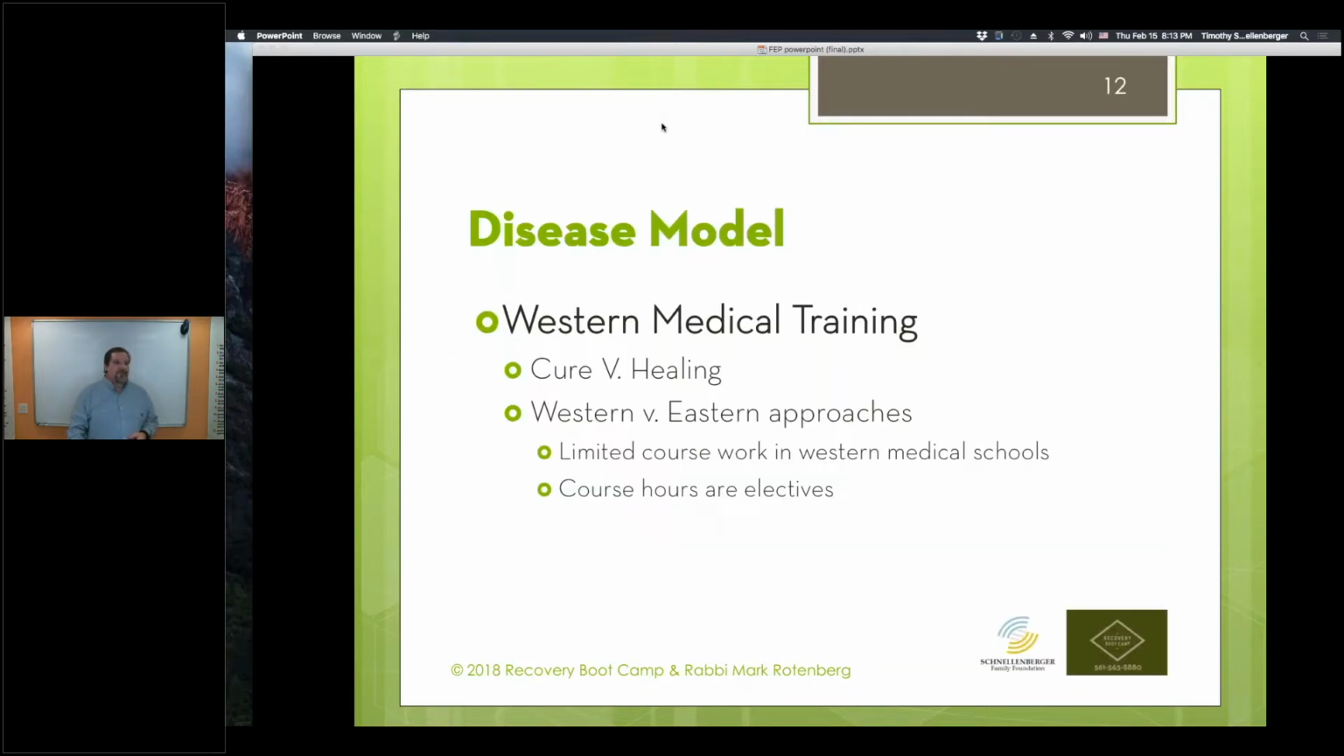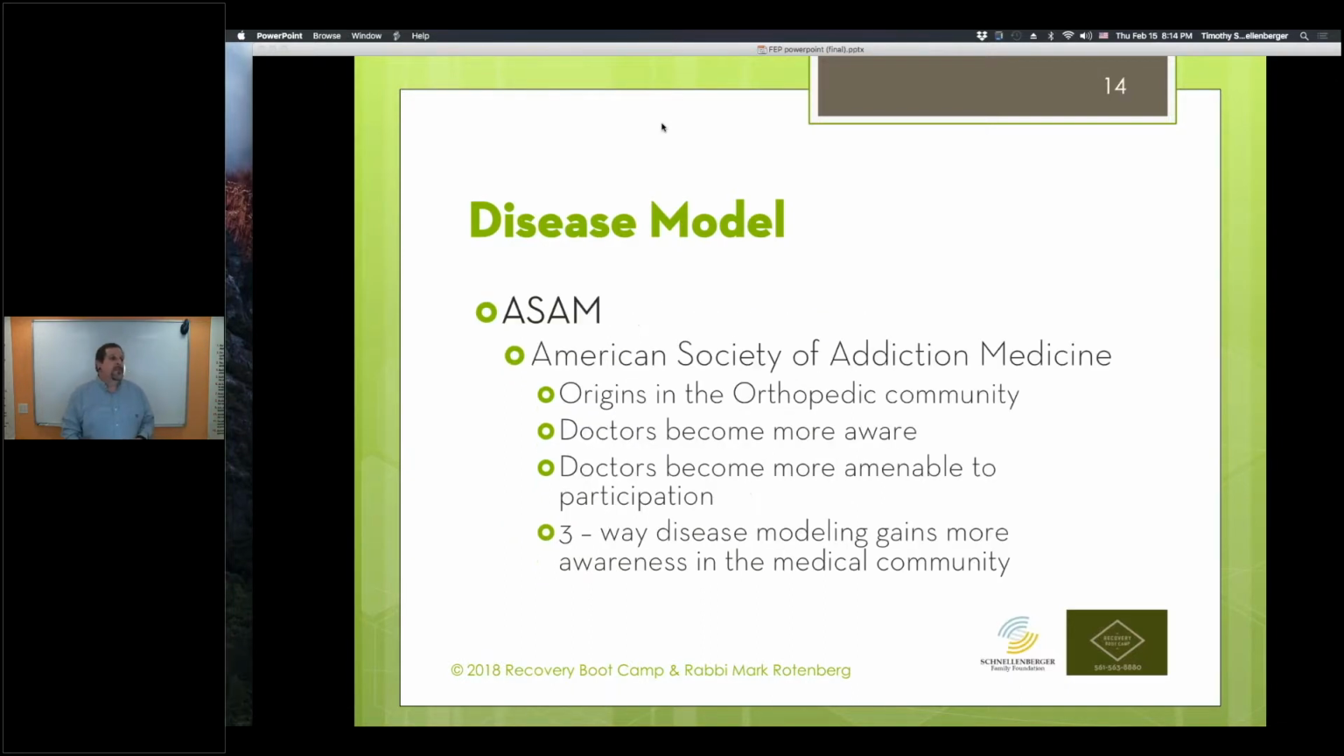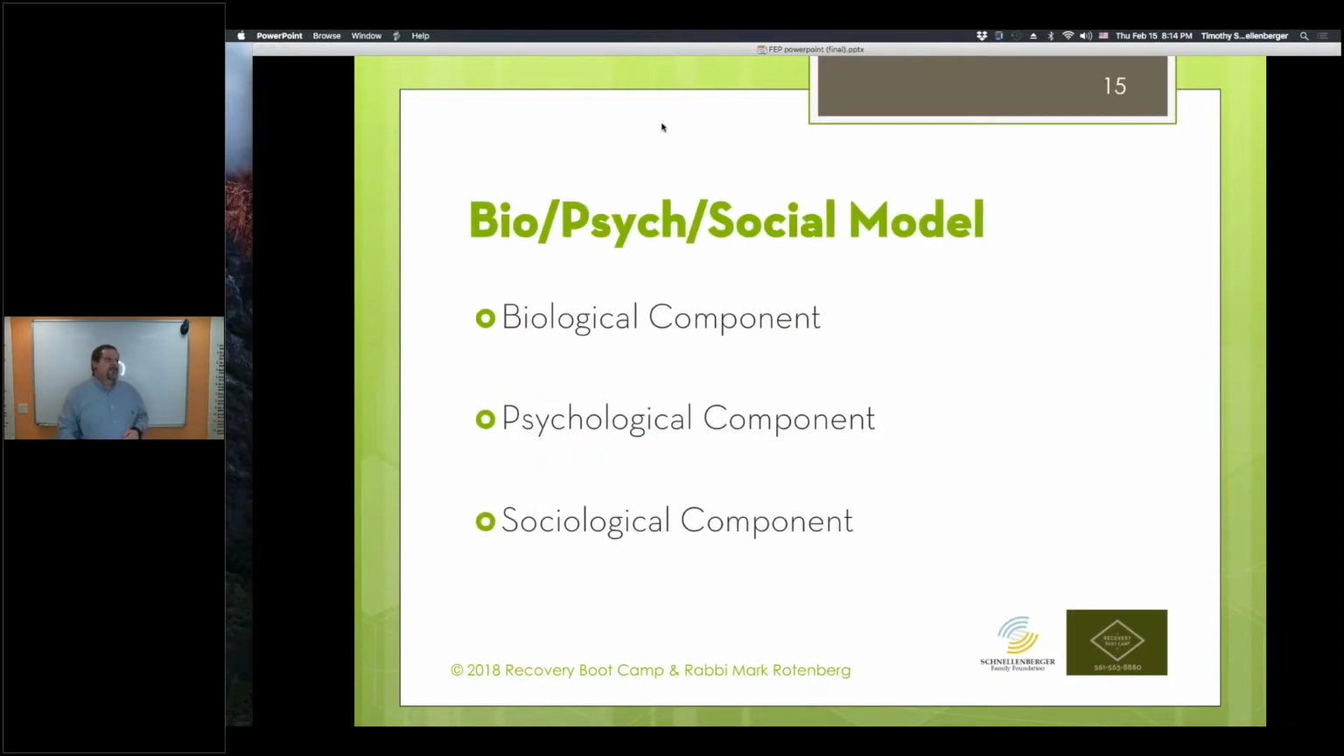We covered a lot of information. We were talking about the disease model and Western training, increases in awareness from the medical community. We talked about the pill conundrum. We talked about ASAM, the American Society of Addiction Medicine, its development and its acceptance of this 3-way modeling for disease. We talked about the biopsychosocial model, which was the first model, which we addressed as being very excellent for diagnostics, but really not that great for treatment, where it initially started, approached as a treatment.